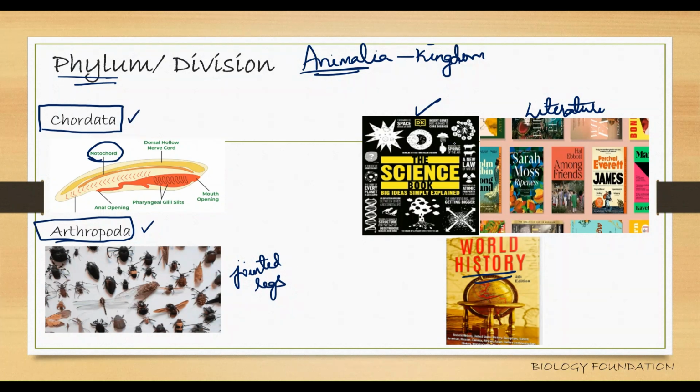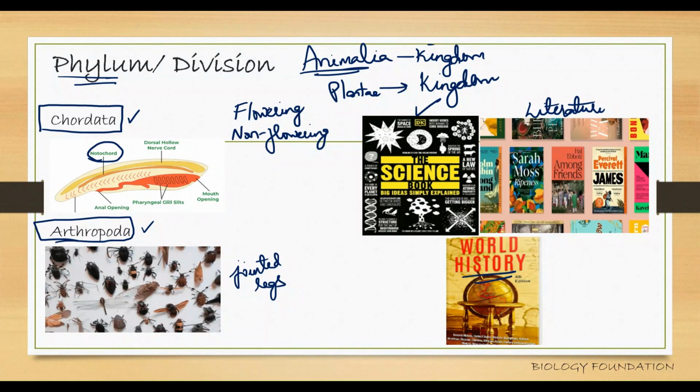Then what about plants? Plants belong to which kingdom? We know they belong to Plantae, right? Now, not all the plants that you find are flowering plants. Some plants are non-flowering, some are flowering. That means some plants generate flowers, some plants do not produce any flowers. So they are kept under two different divisions.